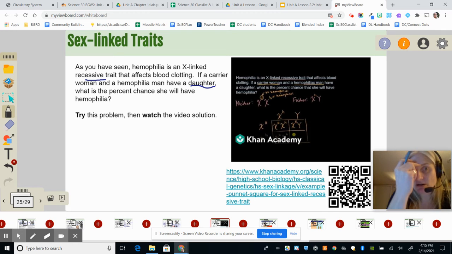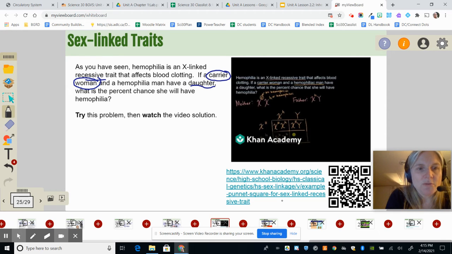So let's figure out what a carrier woman's genotype is going to be. This is where you could pause the video and see if you can figure this out. Figure out what the man's genotype is and what the woman's genotype is, and then we're going to do the Punnett square. So pause and figure that out, and then come back. Okay, here we go.